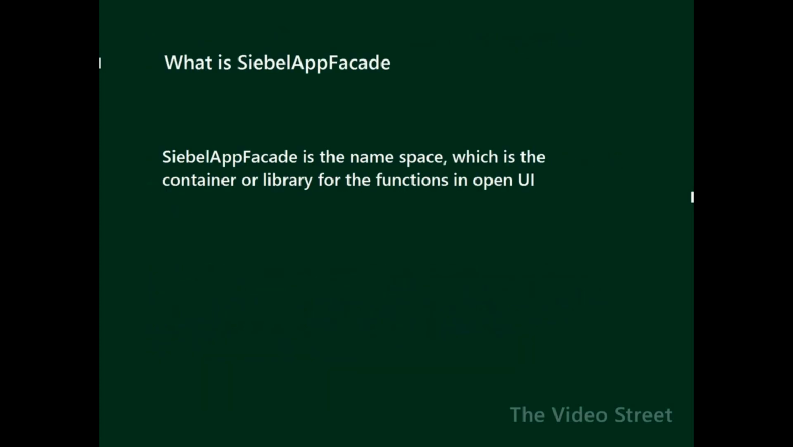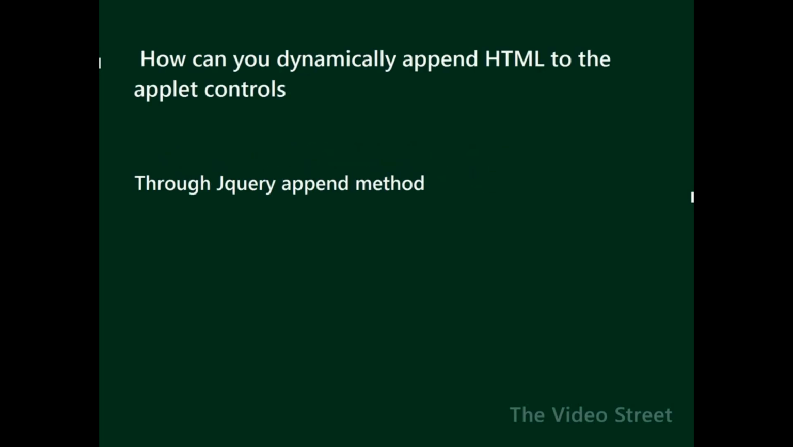What is Siebel App Facade? Siebel App Facade is the namespace, which is the container or library for the functions in OpenUI. How can you dynamically append HTML to the applet controls? By using JQuery append method.